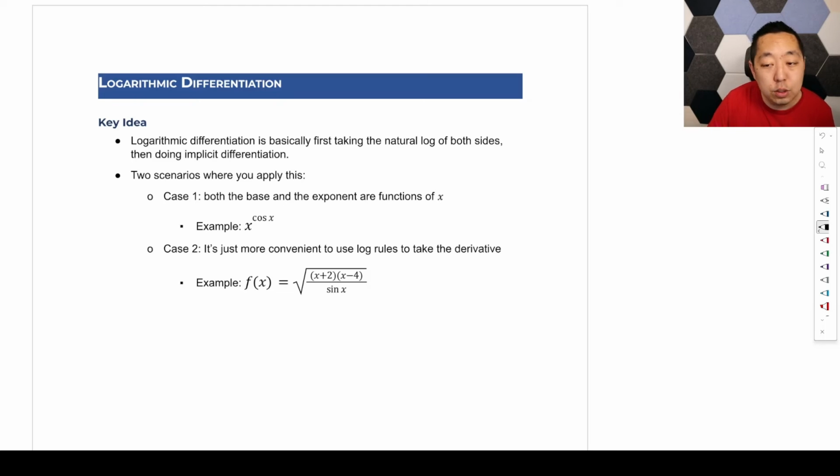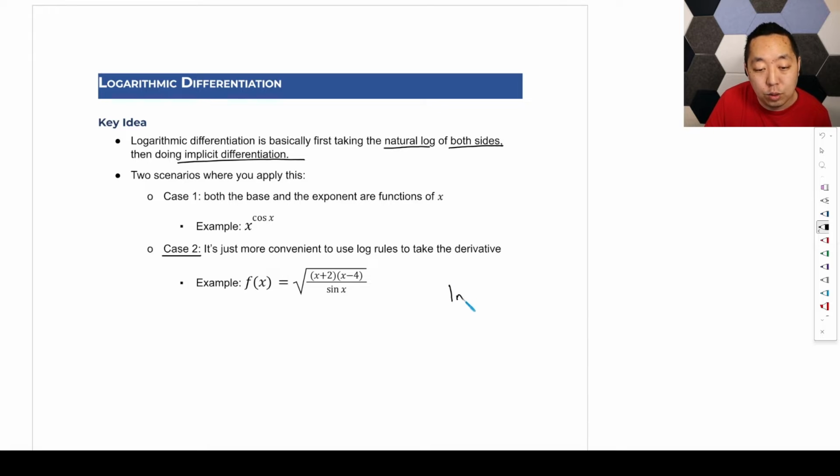So there's a really useful skill called logarithmic differentiation, which is just another form of implicit differentiation. Basically, you take the natural log of both sides and then do implicit differentiation. There are two reasons you're going to do this. One is because it's impossible to take the derivative directly, because both the base and the exponent are functions of x. So that's one case in which you would do it. And the second case is it's just more convenient to use log rules to take the derivatives.